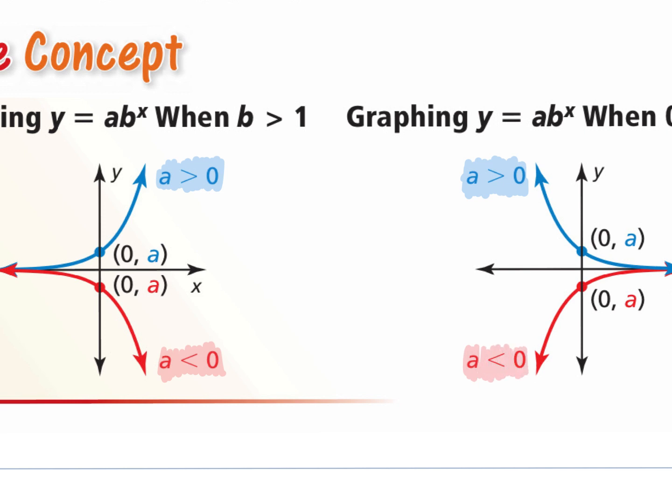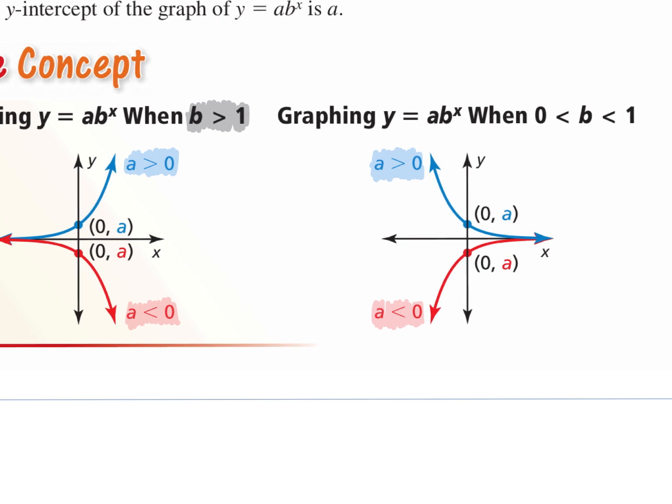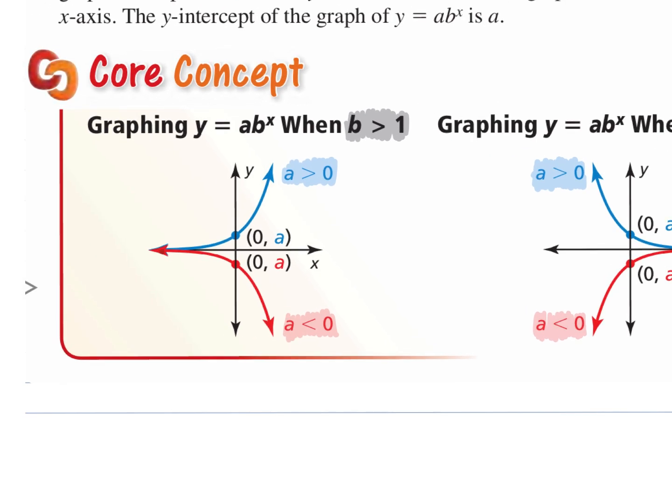Now, the curves happen based on your b values. So I need you guys to take a second and highlight the fact that b is greater than 1 in the examples on the left, and b is between 0 and 1 in the examples on the right. Now, when b is larger than 1, for example, 2, 7, 8, 4, okay? Those are all values bigger than 1.